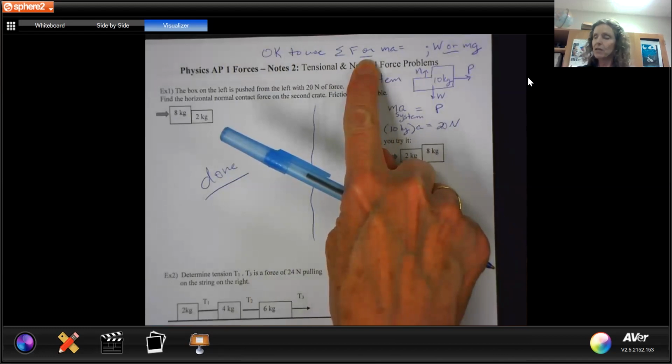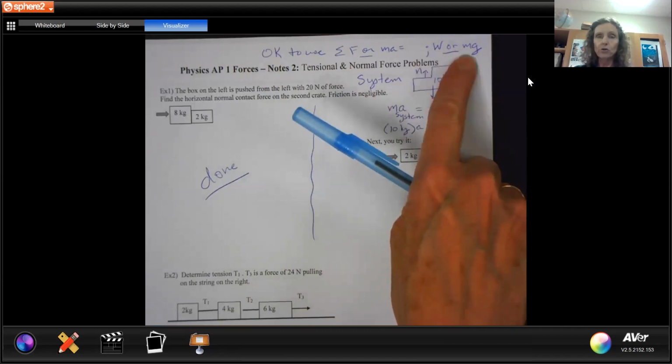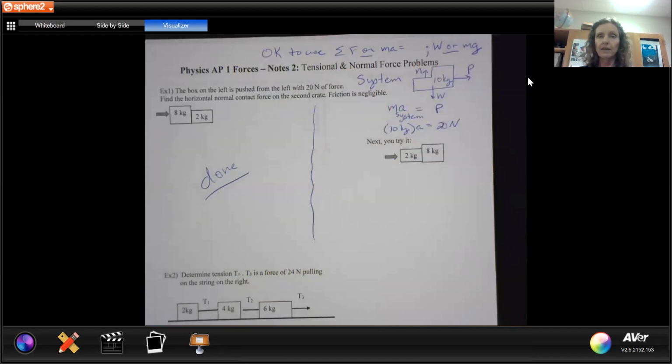I'm going to also say that now that you're good enough at drawing sigmas and you're familiar with net force, you can start your formulas with either sigma F or jump straight to MA. If you do that, it might save you a line and some space and some time. You also can use W for weight, or you can use mg. That's perfectly okay in the AP world, including on the test.